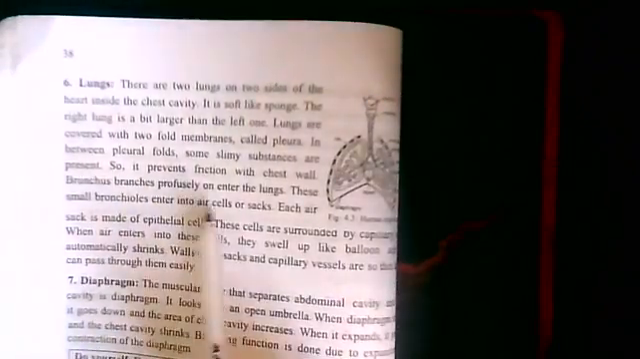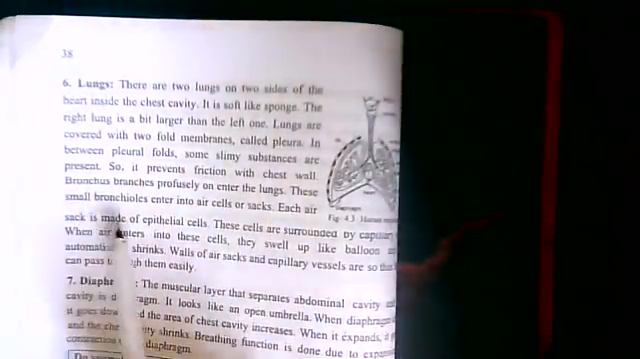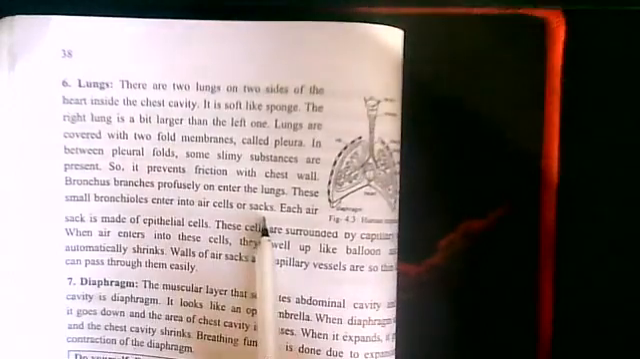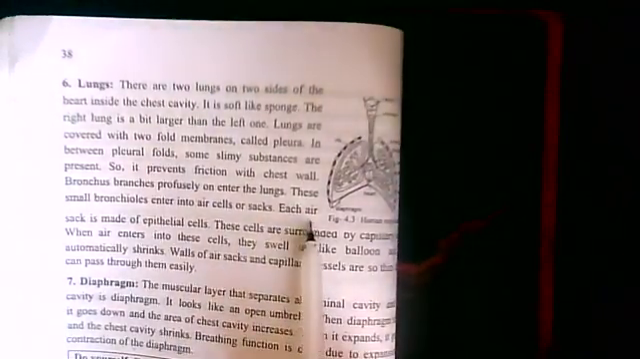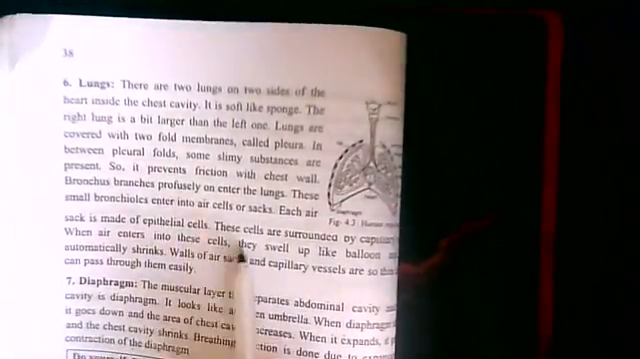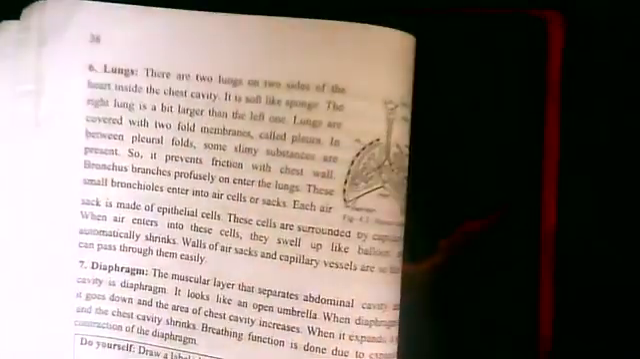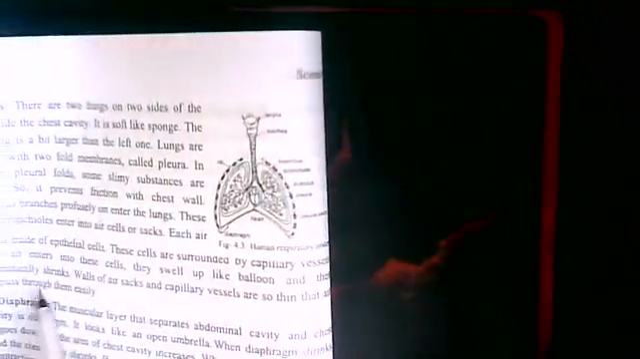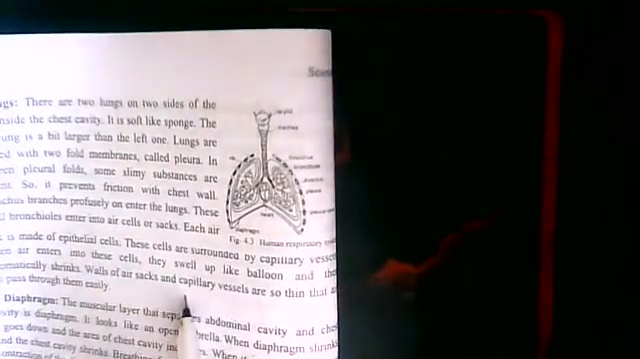Bronchus branches profusely on entering the lungs. These small bronchioles enter into air cells or sacs. Each air sac is made of epithelial cells. These cells are surrounded by capillary vessels. When air enters into the cell, they swell up like balloon and then automatically shrink. Walls of air sacs and capillary vessels are so thin that air can pass through them easily.